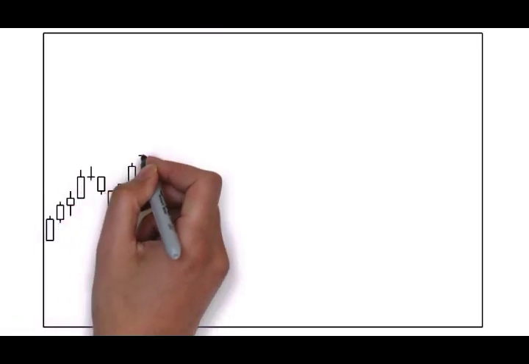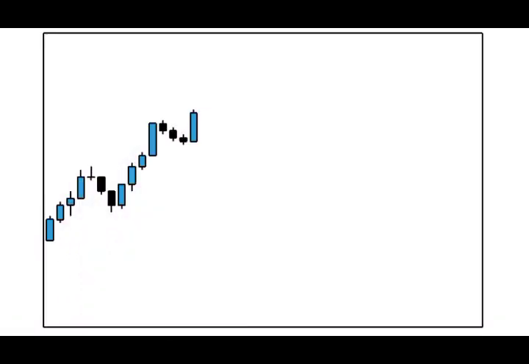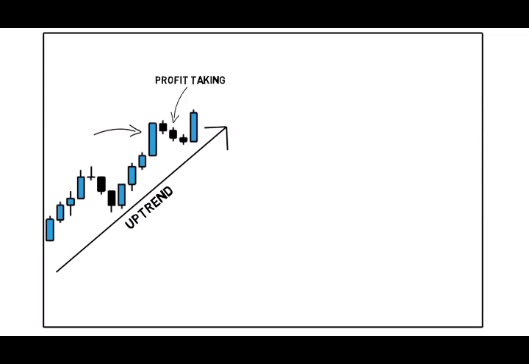As the rising 3 method is a bullish continuation pattern, we will only look for it in an uptrend. As you can see, after a move upwards, a long bullish candle appears. The next three candles are small bearish candles which happen due to the profit taking. And the next candle is a long bullish one that takes out the previous candle's high, signaling the continuation of the trend.